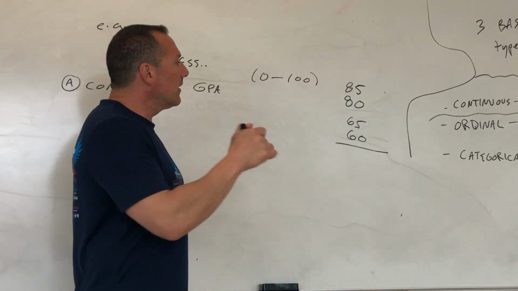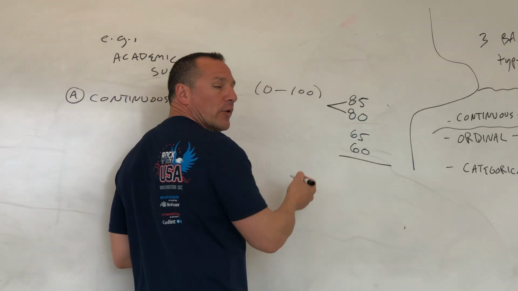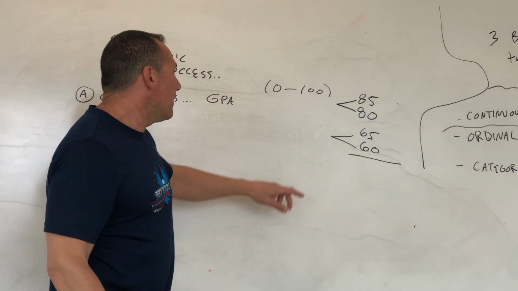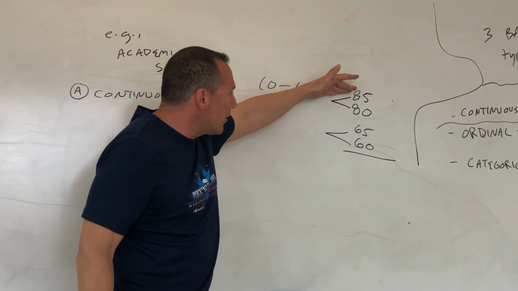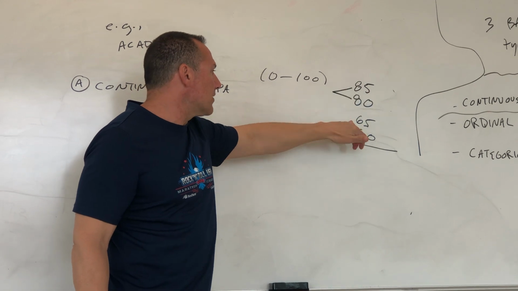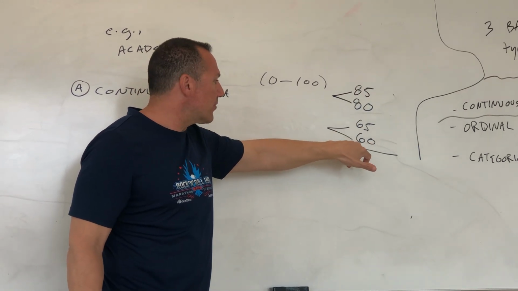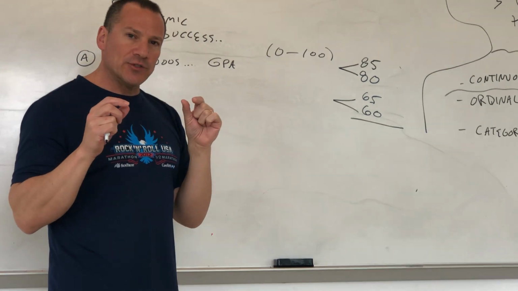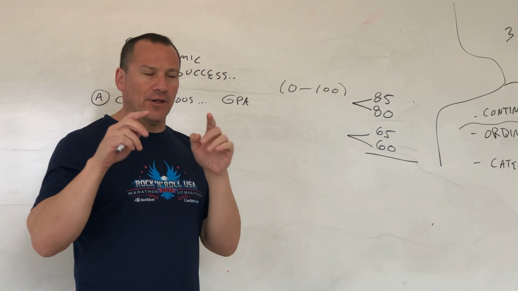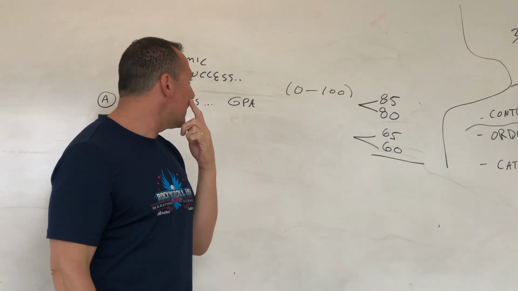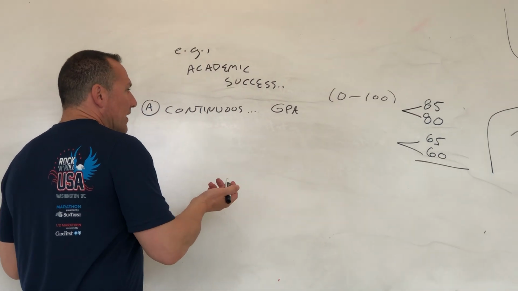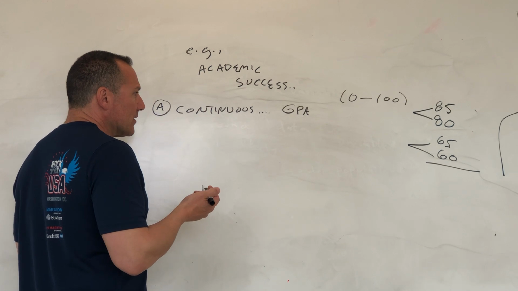The fact that this is a difference of 5 points, and the fact that this is a difference of 5 points, is meaningful. This person with 85 did just as much better than this person with an 80 as this person with a 65 did relative to this person with a 60. So with a continuous measure, sections of the range are meaningful in terms of how much they encompass. So these are meaningful differences. That's a continuous variable that we use for academic success, which would be GPA.